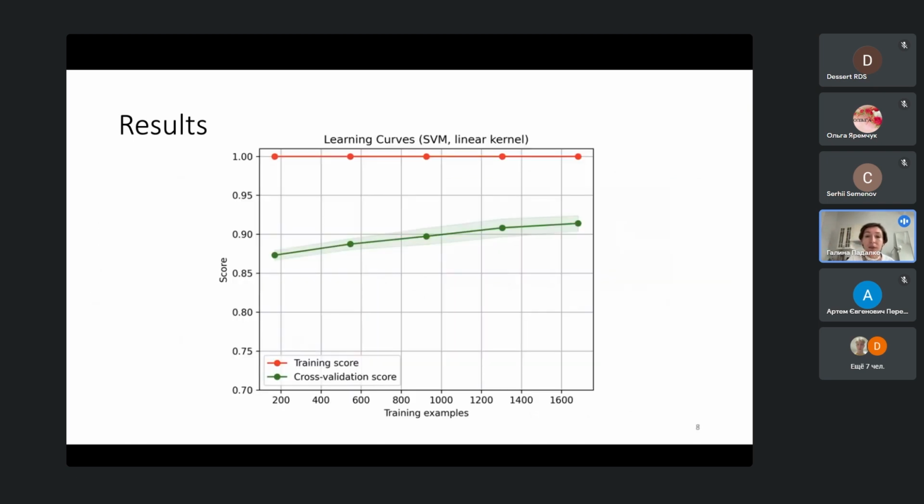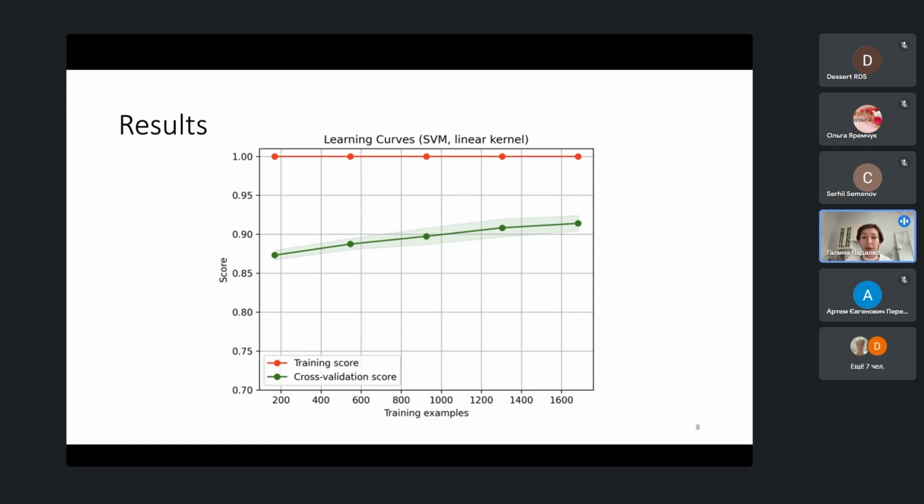The learning curve graph displays the model's training and validation performance as a function of the number of training samples. It helps to identify if the model is suffering from overfitting or underfitting. Overfitting occurs when the model performs well on the training data but poorly on the validation data, and underfitting occurs, conversely, when the model performs poorly on both the training and validation data. The learning curve is presented on the slide.